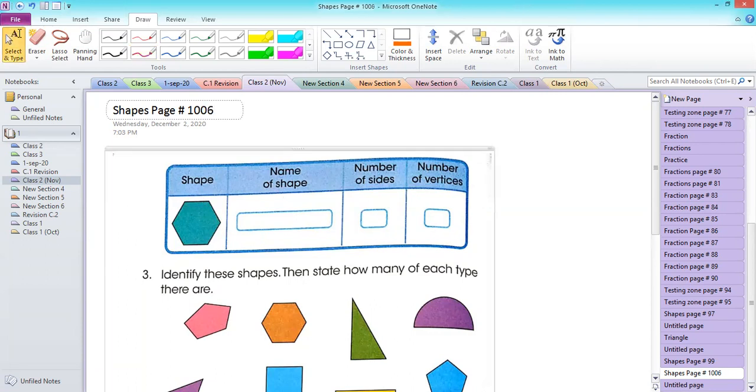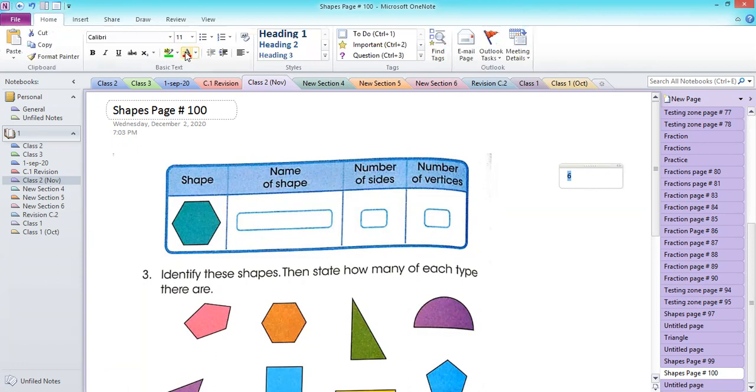So I'm going to write here that this shape has six vertices. This shape has six vertices and it also has six sides. And guys, you need to write the spelling of that shape. If you can identify that shape, I tell you this is hexagon, but you need to show me how to write hexagon. Yes, guys, tell me how to write hexagon.